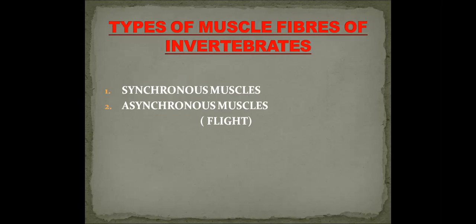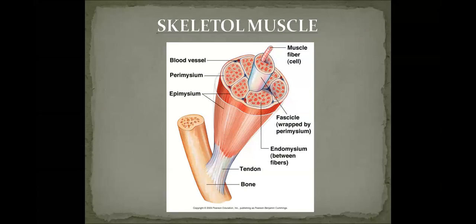Apart from these, in insects there are two different types of muscle fibers, synchronous muscles and asynchronous muscles. Asynchronous muscles are also called flight muscles. Anyway, these two types of muscle fibers are not present in your degree syllabus. This is present in the PG syllabus. If you study MSc Zoology, in that course you will come to know about the synchronous and asynchronous muscle fibers. So let us forget about them. First of all, let us know about skeletal muscles.